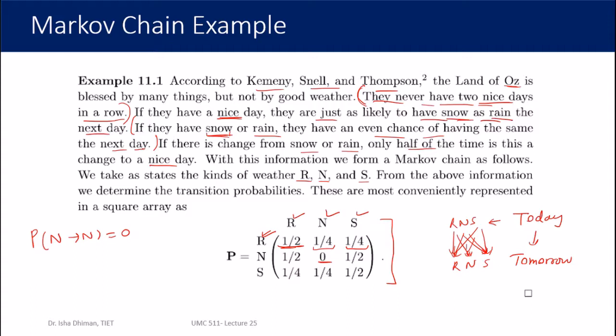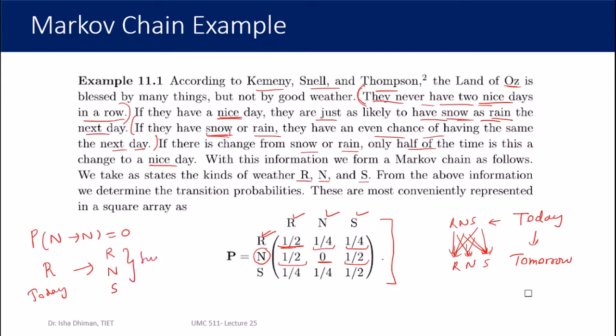If they have a nice day, they are just as likely to have snow as rain the next day. So obviously if they are having a nice day, that means you are at this state, so it's equally likely to rain or snow. Equally likely means, because this is 0, it has to be half half. See, one thing should be clear: from whichever state, say you are going from the rainy state today, tomorrow there will be exactly one state possible, either rainy or nice or snowy.